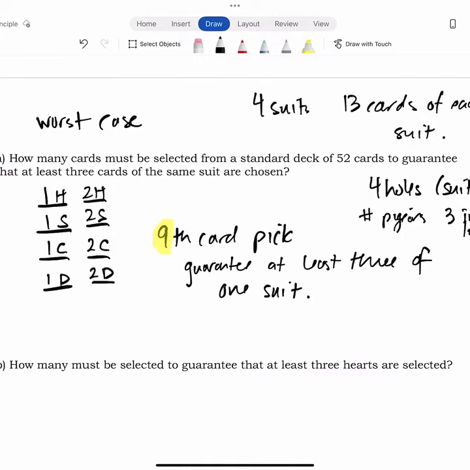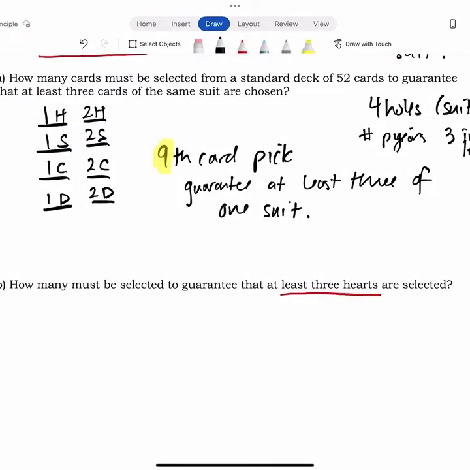It could happen earlier, right? The first 3 cards you pick could all be of the same suit. But again, when you're thinking about the pigeonhole principle, you want to think about what's the worst thing that could happen. So remember, in this example, we don't know which suit it is, right? You might draw that 9th card and you get a club. So if you draw 9 cards, you know you'll get 3 of 1 suit, but you don't know in particular which suit it is. So how many must be selected to guarantee that at least 3 hearts are selected?